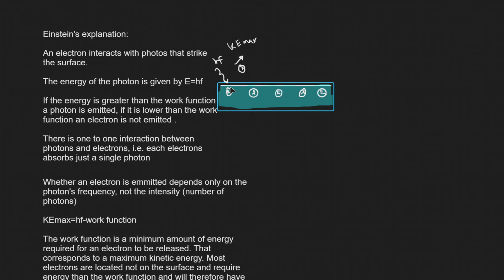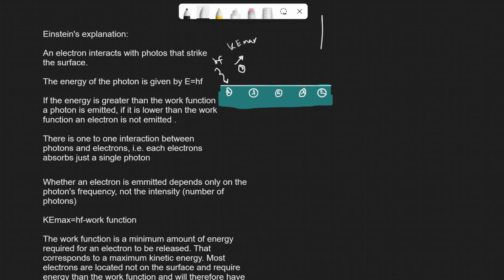And the energy of that photon gets transferred to an electron. Now, if the energy of the photon is greater than the work function, then this means that an electron will be emitted. If the energy of the photon is less than the work function, that means that an electron will not be emitted. There's also a one-to-one interaction only between a photon and an electron.